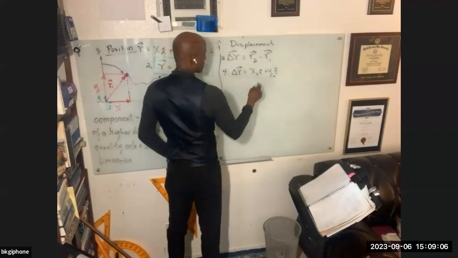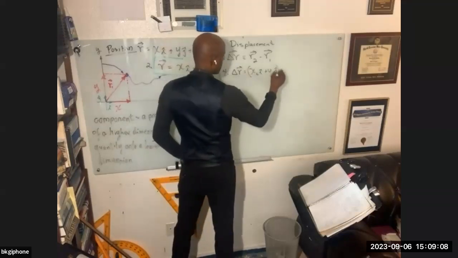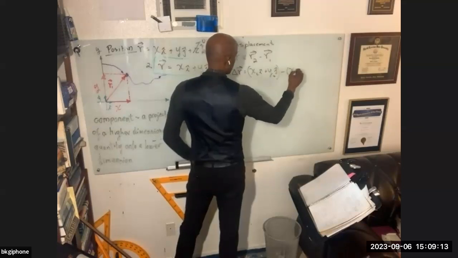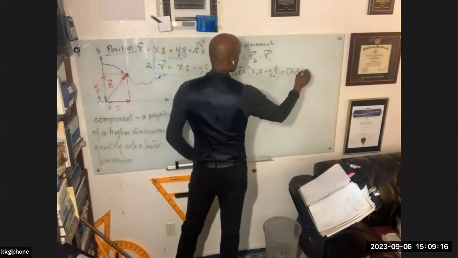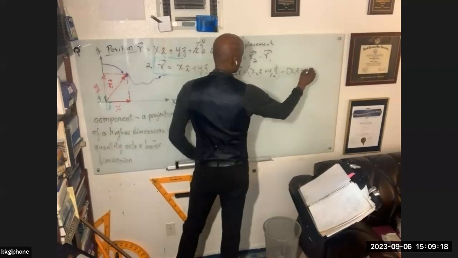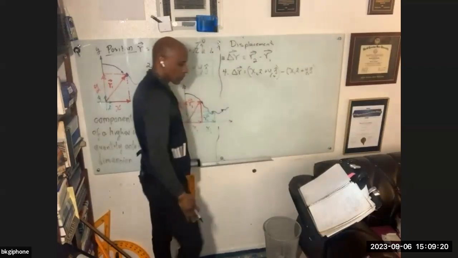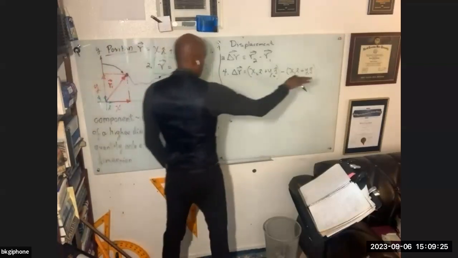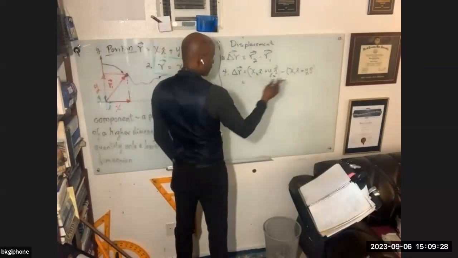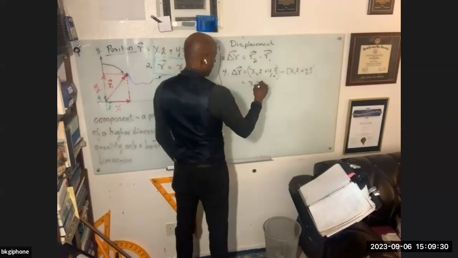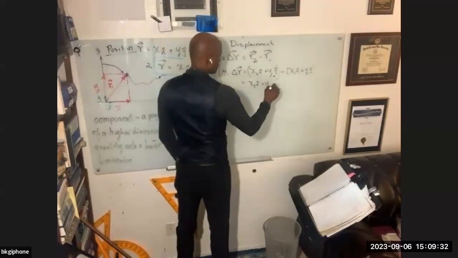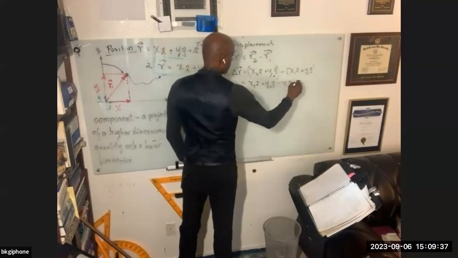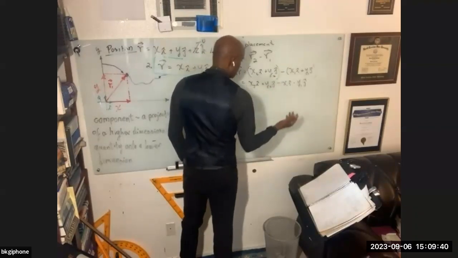J. You don't need to put subscripts on the unit vectors. Quantity minus X1 I plus Y1 J. Well, let's do the algebra. Let's just distribute the minus sign. We get four terms: X2 I plus Y2 J minus X1 I minus Y1 J.